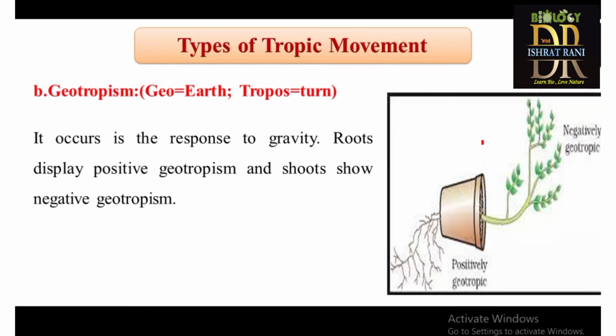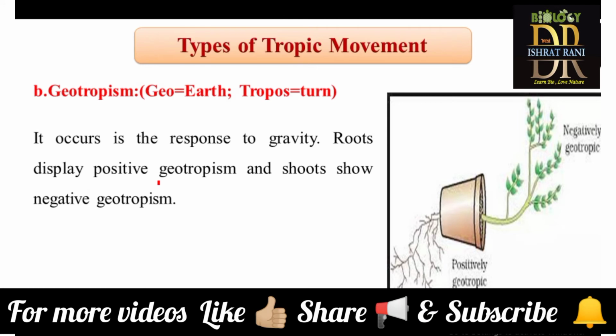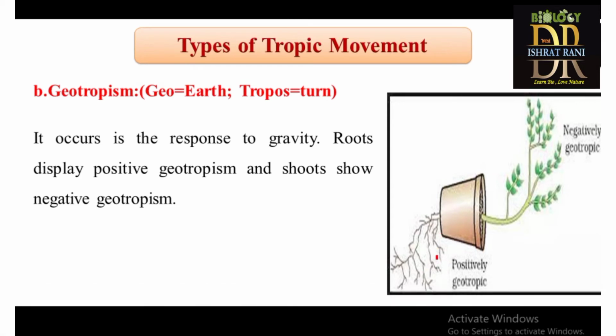Here is another type of movement, which is geotropism. As the name indicates, that part will move towards the earth. Geo means earth, and tropos means to turn. It occurs due to gravity. Roots display positive geotropism while the shoot will show negative geotropism. You can see here the roots are growing towards the earth while the stem grows towards the light. The shoot is negatively geotropic, and the root is positively geotropic.